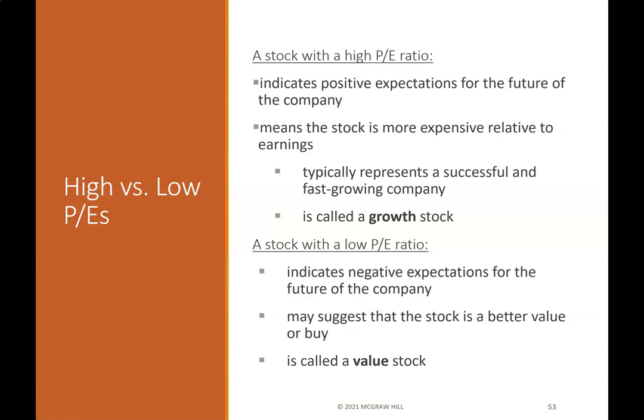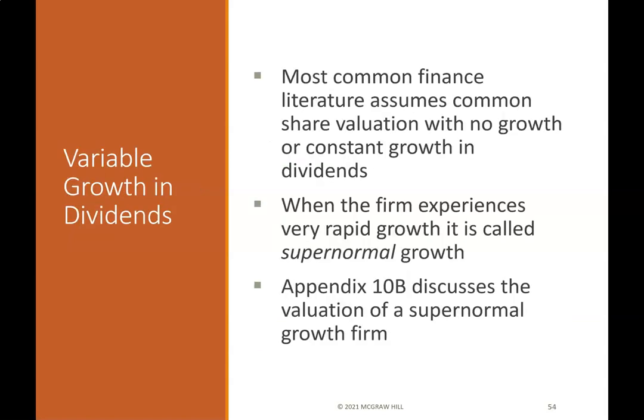High versus low price earnings. A stock with a high PE ratio indicates positive expectations for the future of the company, means the stock is more expensive relative to earnings, typically represents a successful and fast-growing company, and is called a growth stock. A stock with a low PE ratio indicates negative expectations for the future of the company, may suggest that the stock is a better value or buy, and is called a value stock.